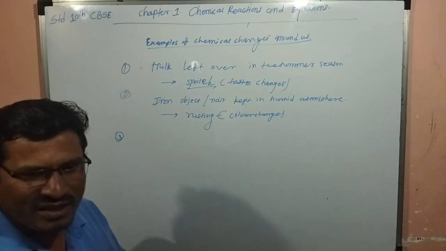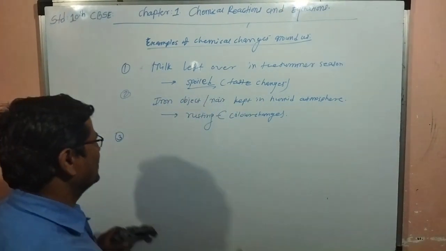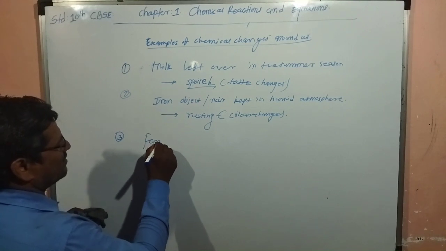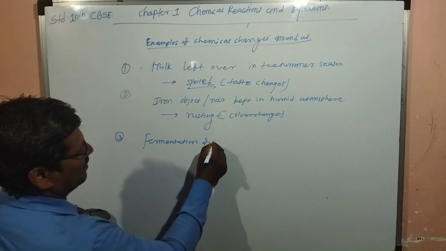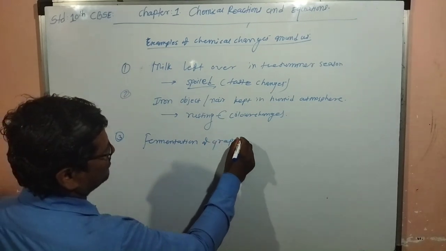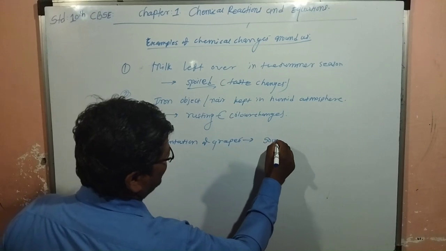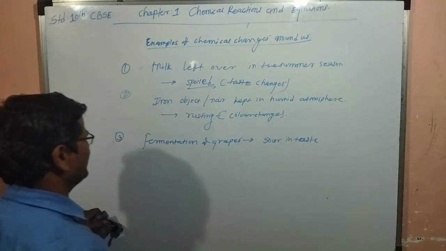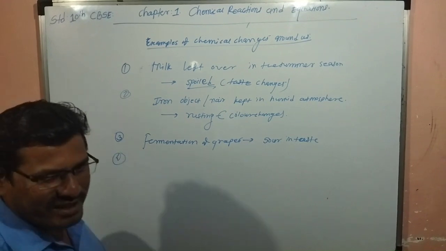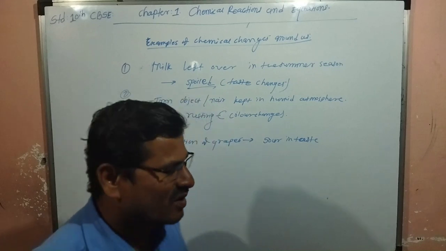Next example is there. Grapes get fermented. Fermentation of grapes. So their taste changes. They are becoming sour in taste. Then fourth point is there, for example, cooked food gets spoiled.